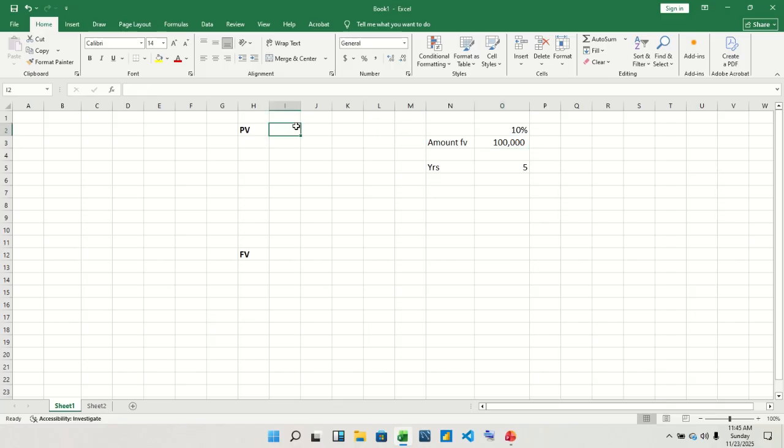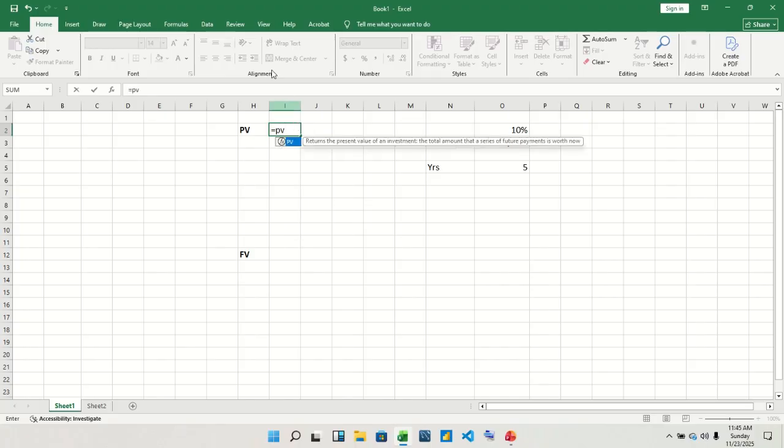it is currently. Okay, so you now say equals to, you now use the present value formula by typing PV. Once you type PV, the present value comes out, you select it. After you have finished selecting it, you select the rate. The rate is 10%, you click on it, then you put comma, then the years is 5 years, you select the 5 years, then you put comma.